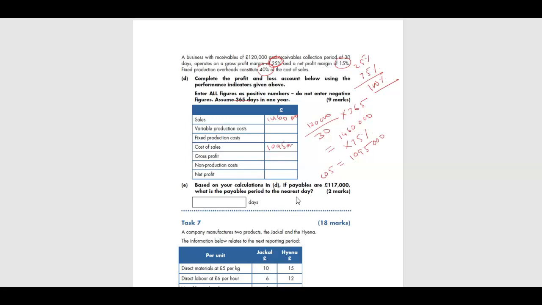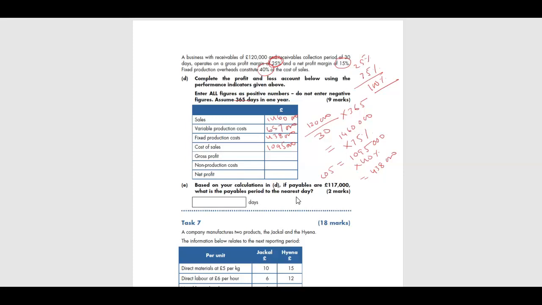So if the fixed production cost is 40%, let's do 40% of that. That is 438,000. So 438,000, and the remaining will be the variable. That's very easy. From the cost of sales 1,095,000, if 438,000 is for the fixed, then the remaining will be for the variable. So the remaining will be 657,000. And sales minus cost of sales will give me my gross profit.